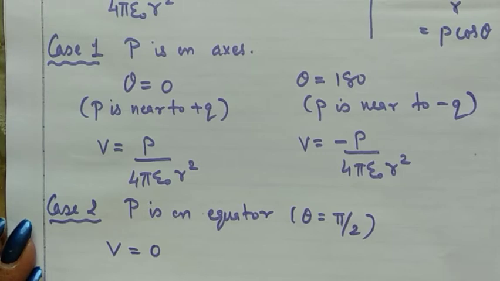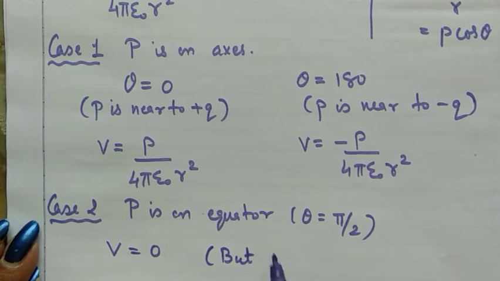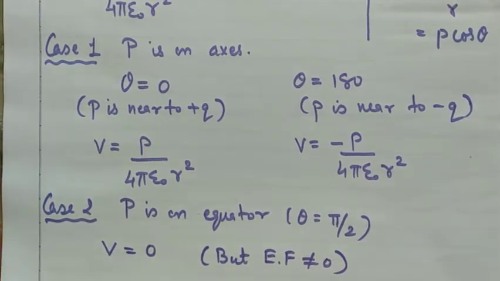Now here one important point. Potential on equatorial plane is 0. But can you say that electric field is 0? No. So remember this. But electric field is not equal to 0 on the equatorial plane. We have already calculated the value of electric field due to a dipole on axis and on equatorial plane. So remember that even though the electric field is not equal to 0 on the equatorial plane, the potential is going to be 0 on the equatorial plane.